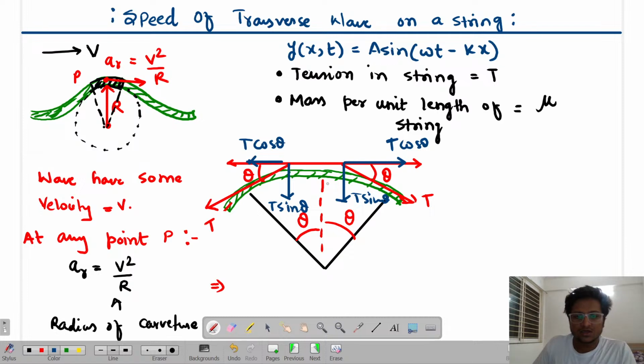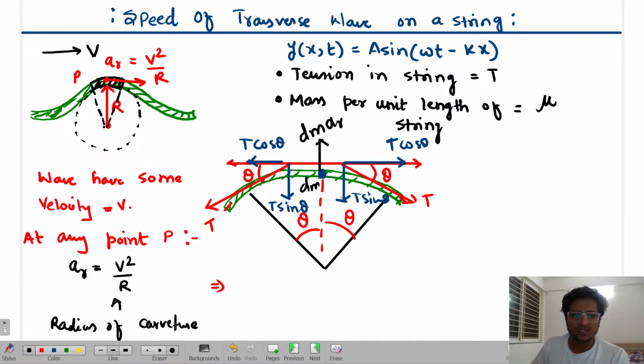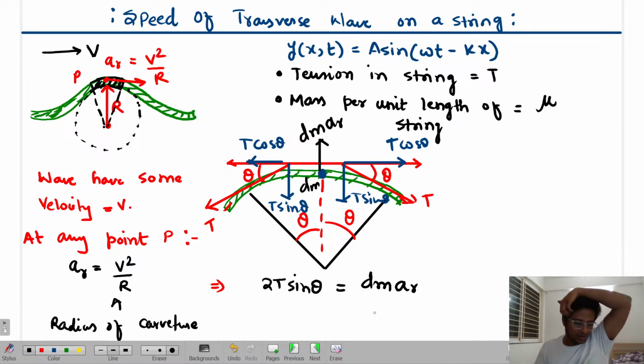And tell me, if I am an observer sitting on this string, then I'll feel a centrifugal force outside or not? Yes, I'll feel a centrifugal force outside. And that centrifugal force will depend on my mass. I call my mass dm. Let's suppose this string has a mass dm. So I'll feel a centrifugal force dm into radial acceleration ar outside. Are you able to get me? And since this thread is not breaking at that instant of time, this 2T sin theta must be equal to dm into radial acceleration. Are you able to get me or not?